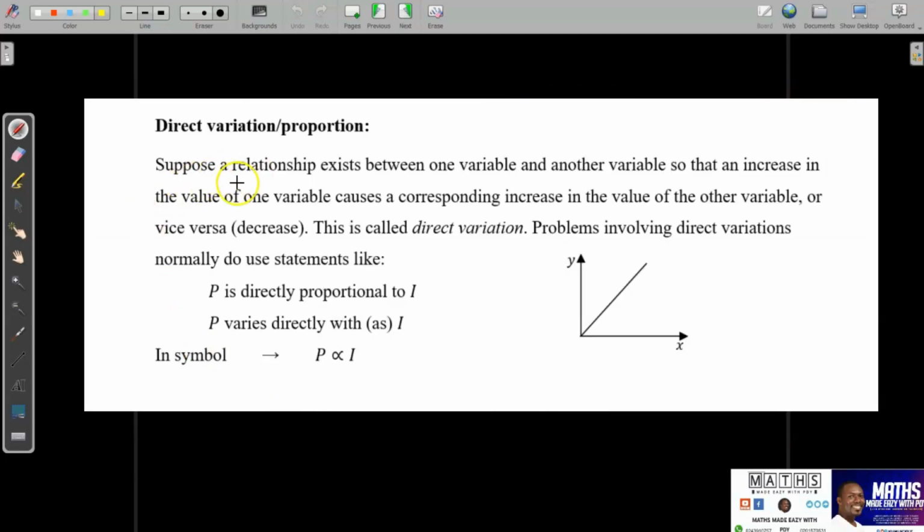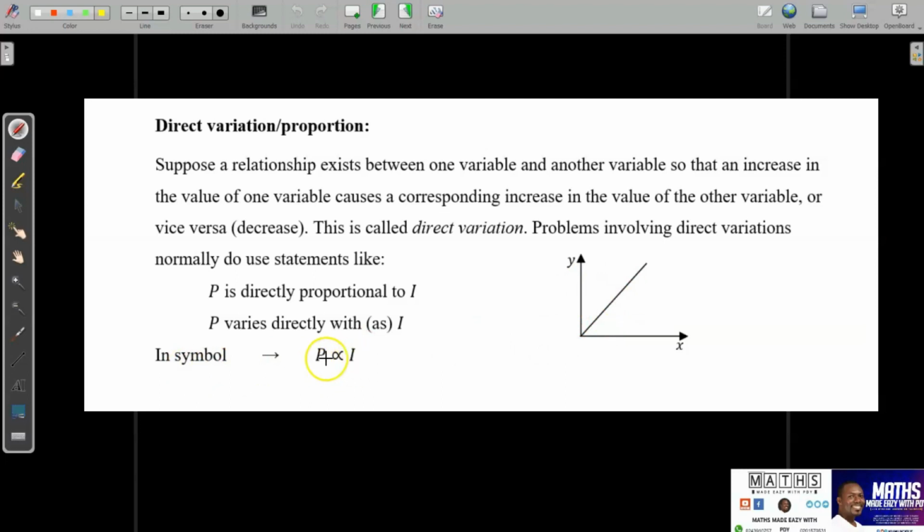So in this case, whatever I've just said, there's a summary of it. Suppose a relationship exists between one variable and the other, so that an increase in the value of one variable causes a corresponding increase in the value of another variable, or vice versa. As I said, when it decreases, this is called direct variation. Now, problems involving direct variations, normally we do use statements like P is directly proportional to I, or P varies directly with I, or P varies directly as I. And this is how symbolically we represent it. P varies as I.